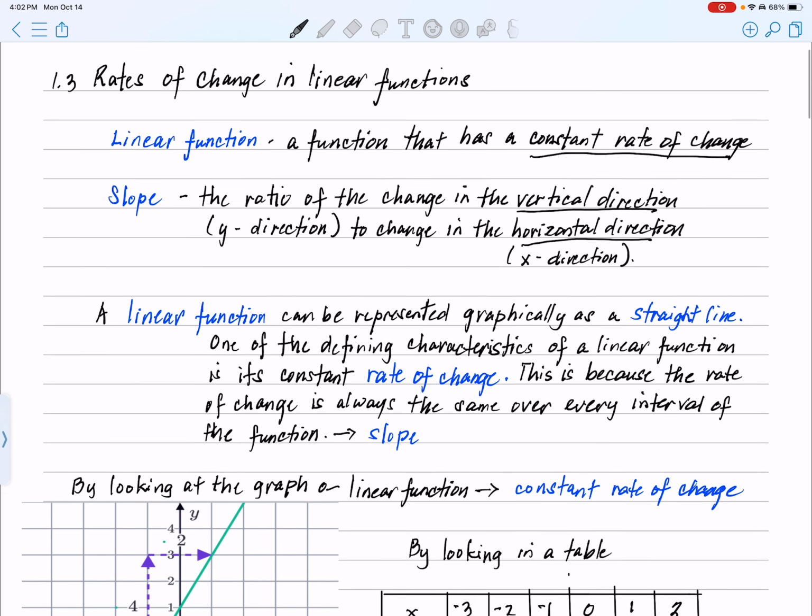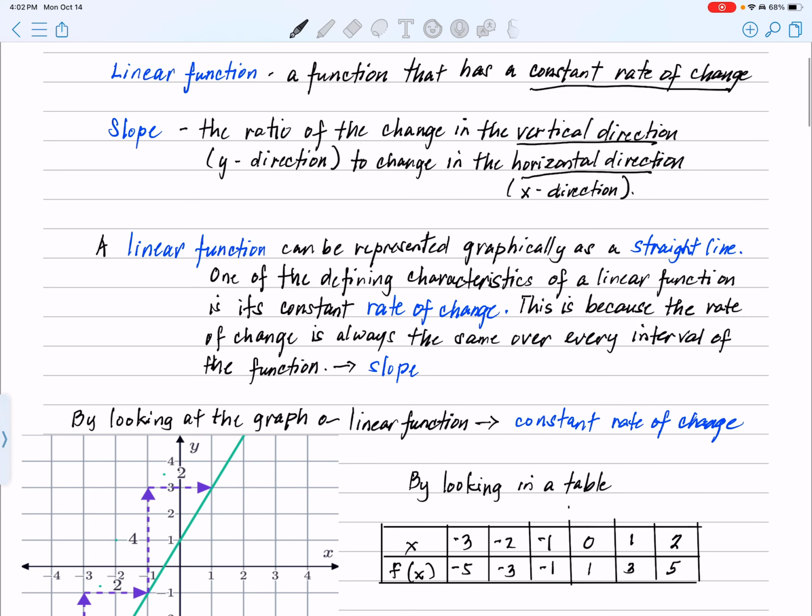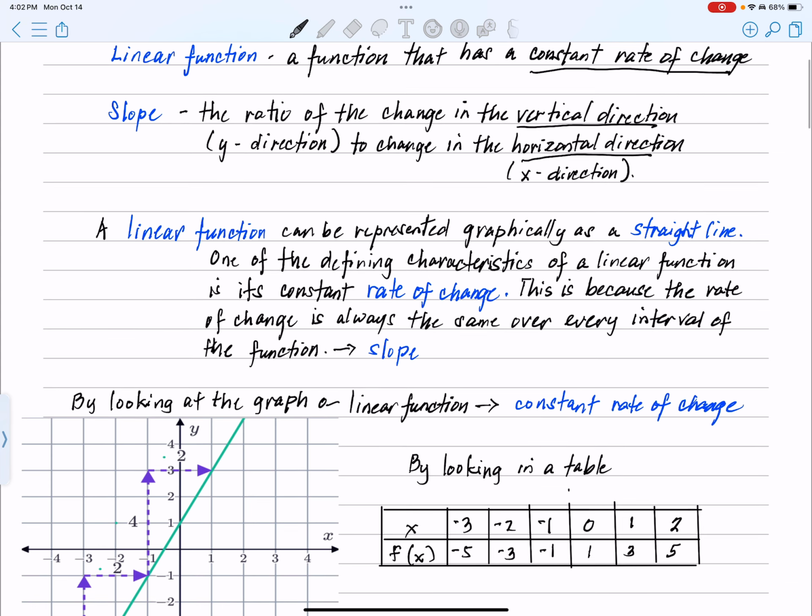How does a linear function get represented? It can be represented graphically, it can be by using a table. There are so many ways. As we go on in this unit, I can show you the different ways a linear function can be represented. We're going to do it graphically. So using the graph, we can see a linear function.